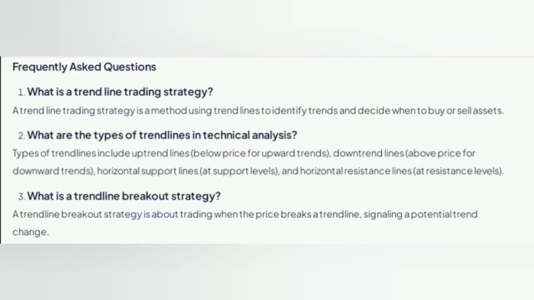Frequently asked questions. What is a trendline trading strategy? A trendline trading strategy is a method using trend lines to identify trends and decide when to buy or sell assets. What are the types of trend lines in technical analysis? Types of trend lines include uptrend lines, below price for upward trends, downtrend lines, above price for downward trends, horizontal support lines, at support levels, and horizontal resistance lines, at resistance levels. What is a trendline breakout strategy? A trendline breakout strategy is about trading when the price breaks a trendline, signaling a potential trend change.